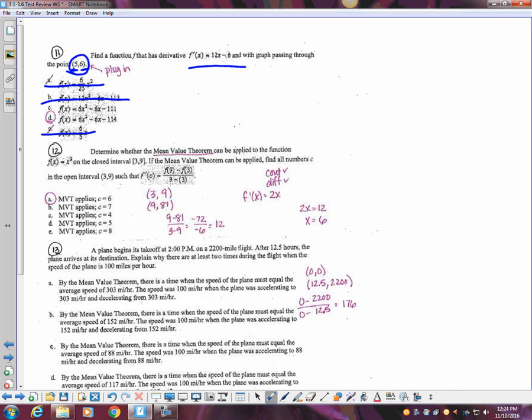So for C, to test C, I would go 6 times 5 squared minus 6 times 5 minus 111. And I'm looking for it to give me a 6, and it doesn't. So it's out. And then if I test D, it does work.